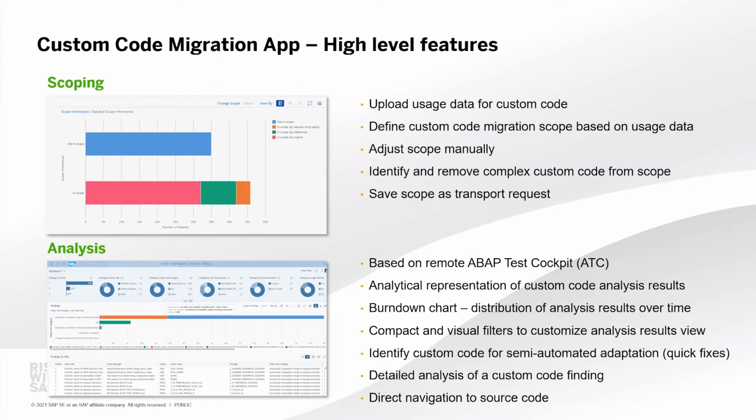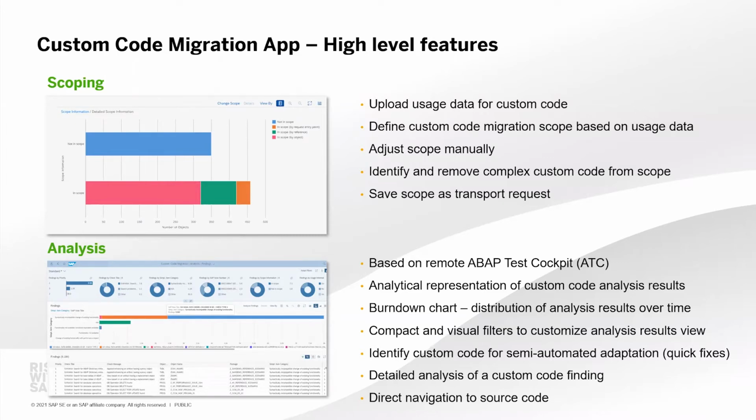The analysis is based on the remote ABAP test cockpit, and you will get the technical analytical representation of custom code analysis results using the custom code migration app. You will get various charts and dashboards and graphics. For example, you would get the burndown chart where you can observe the findings distribution over time. Like, for example, if you execute the analysis and you fix some findings, some issues in your custom code, and then you run analysis again, then you will get fewer findings and the burndown chart will go down.